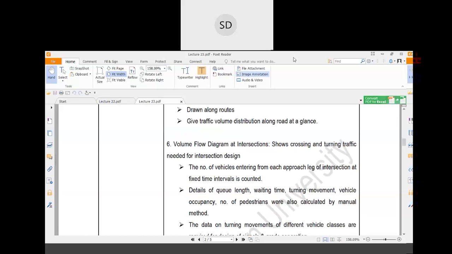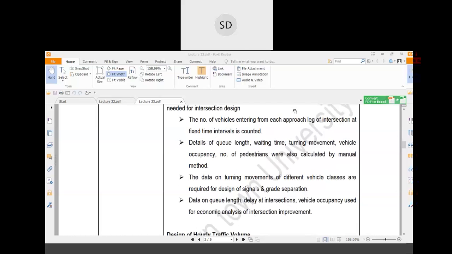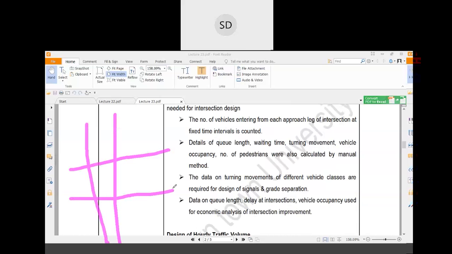Then traffic flow or volume at the intersection. In the intersection, there are different crossing roads which meet each other. Whenever you are collecting the traffic flow data at an intersection, you have to draw the flow diagram. The number of vehicles entering from each approach leg of the intersection at a fixed time interval is counted. So suppose that is your intersection. In that intersection, you have to count the number of vehicles approaching in each leg.